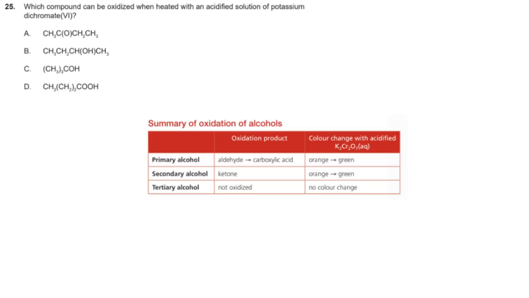Which compound can be acidified with potassium dichromate? You're looking for an alcohol, but not any alcohol. You are looking for either a primary or secondary alcohol. Tertiary alcohols cannot be oxidized. So this is an ether, this is an alcohol, this is an alcohol, this is a carboxylic acid. So it's either B or C, but C is a tertiary alcohol. See, it's got 3 here. Well, this one is a secondary alcohol, so the answer is B.